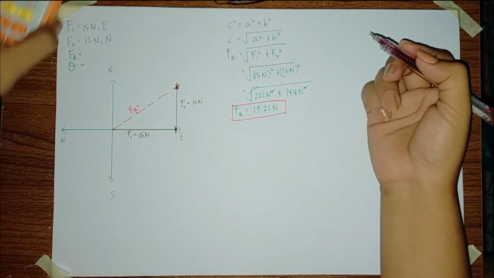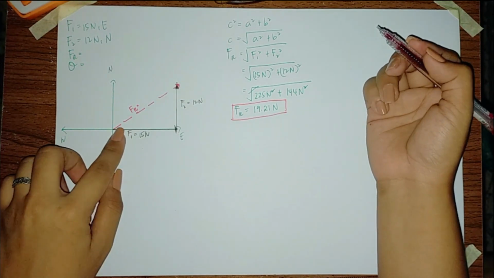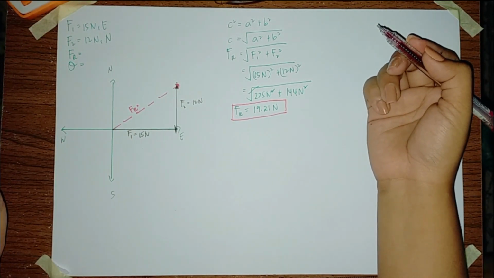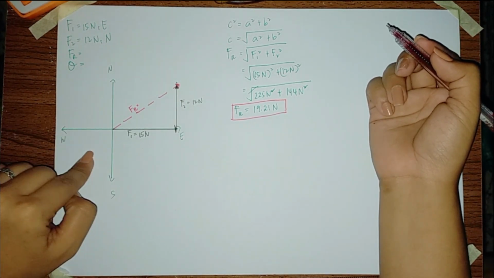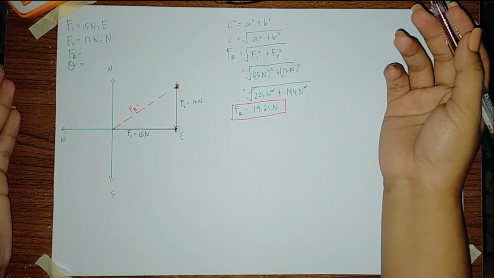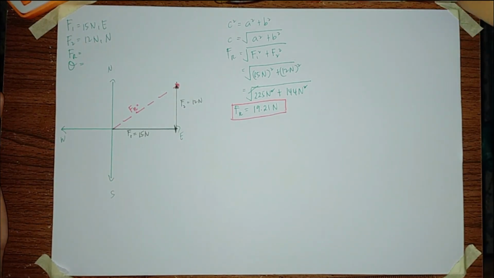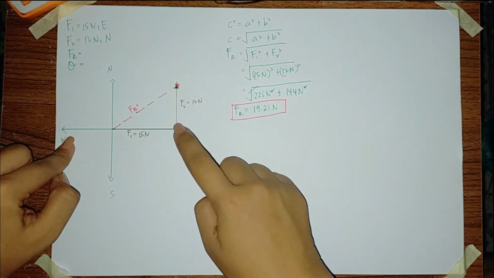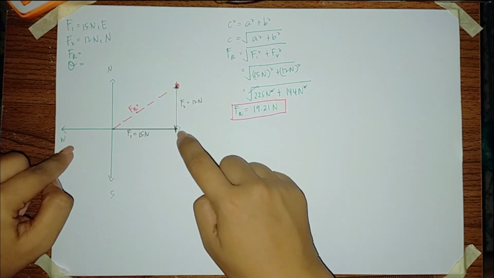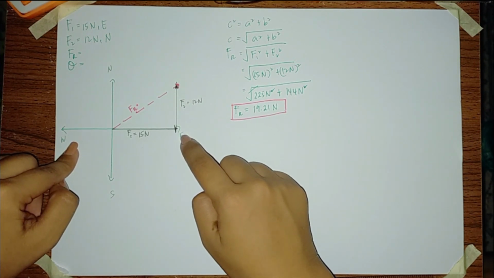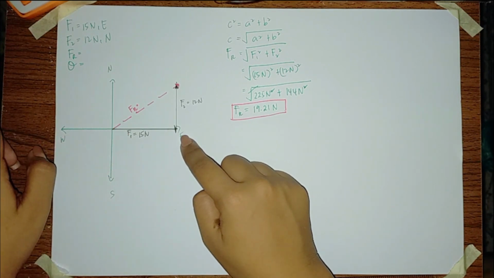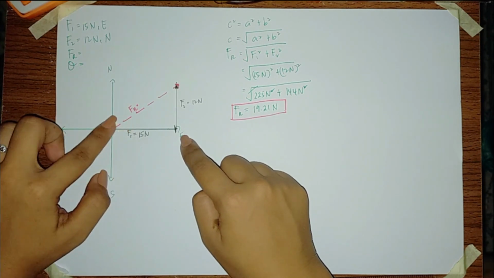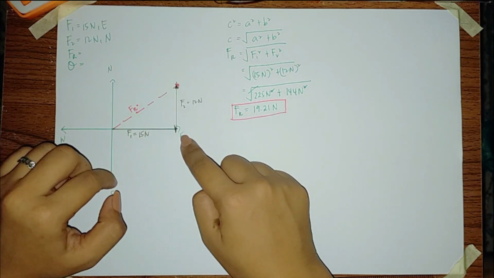Now, we have our resultant force. Let us solve for our angle. Now, where do we put the angle? Take note, if we're going to write the angle, it should be relative to the x-axis. When we say relative to the x-axis, the angle's direction should start from the x-axis. And also, we have to make sure that our angle is in the counterclockwise direction for our final answer.